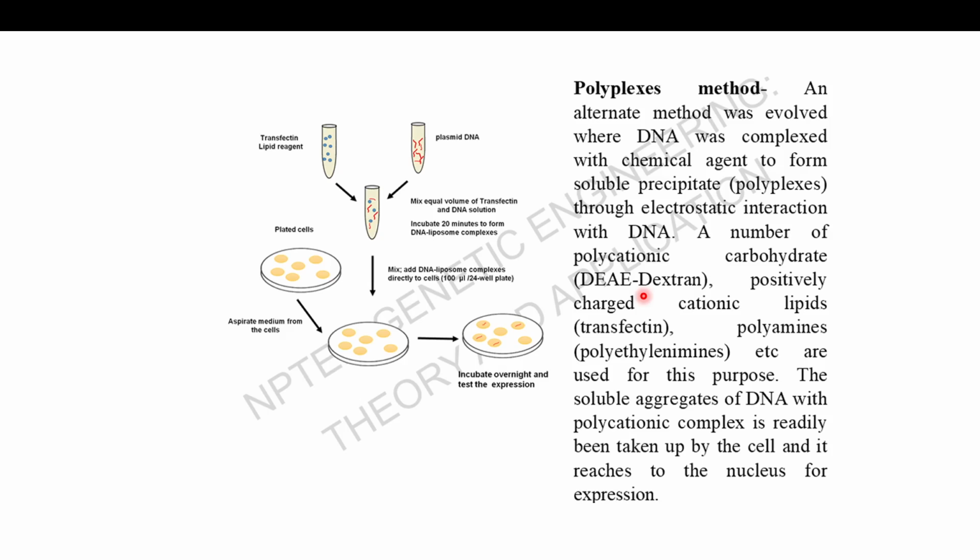Positively charged cationic lipids. Because DEAE is cationic in nature, having a positive charge, it can interact with the DNA. Some positively charged cationic lipids, Transfectin is one example. There can be polyamines, which are again positively charged, and these are used for this purpose. So what happens is they form aggregates with the DNA, forming a polycationic complex that can be easily taken up by the cell. This is the same thing that has been shown here schematically.